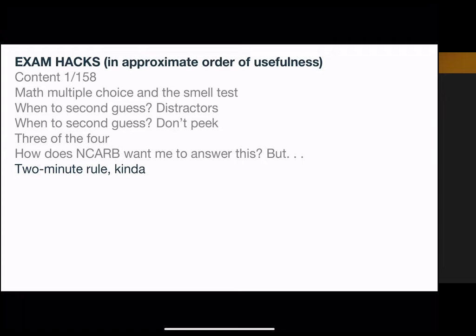But what that means is two or three things. One is, if you're so involved in a math problem and that math problem is taking you and would take any reasonable person 15 minutes to solve, you're probably not doing it right. Maybe you're doing it right, but it's not the most efficient way to do it. Likewise, if you're taking 30 minutes to answer a case study question, you're probably not doing it right.